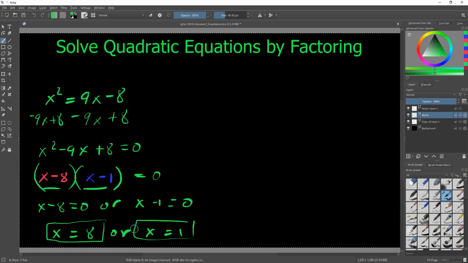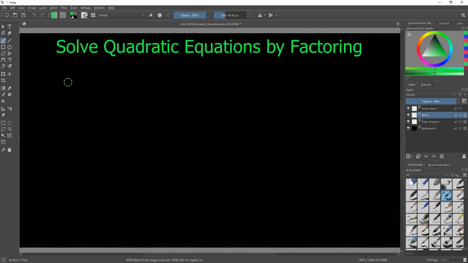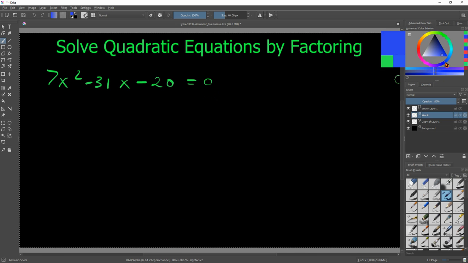I'm just going to do a couple more and then we'll be done. All right. Example number 3, I have 7x squared minus 31x minus 20 equal to 0. So this one is already equal to 0, so it's good. You don't have to move anything. You just have to factor it. Okay, so I'll go over the factoring one more time. So if you guys are still kind of iffy on that, you guys can check that out.